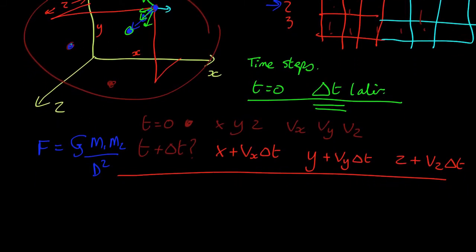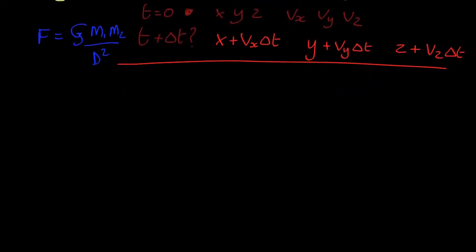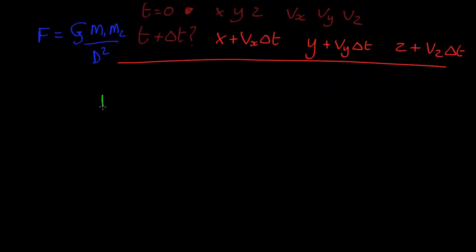It's a lot of arithmetic to add them all up, but that's what computers are good at. And so we can work out the total force, which is just the sum of the individual forces from every other particle. Once we've got that, we can then work out the acceleration, because we know that force equals mass times acceleration. So the acceleration is just force over mass.